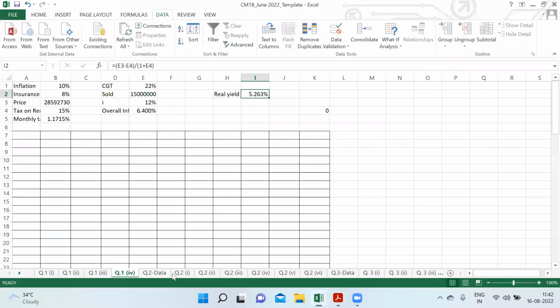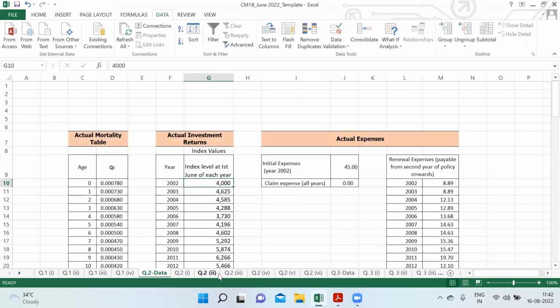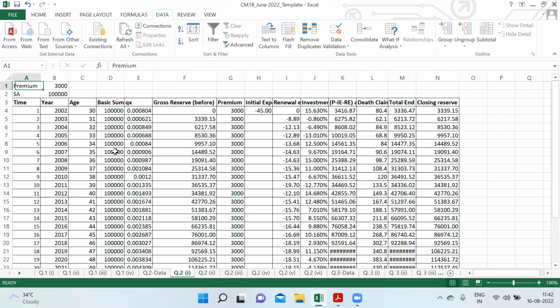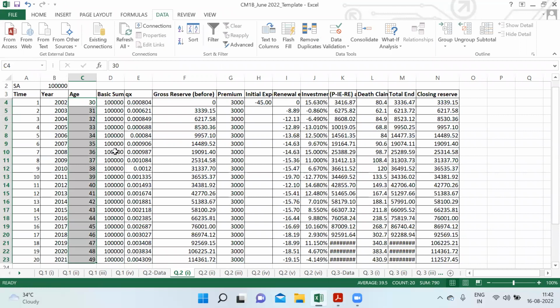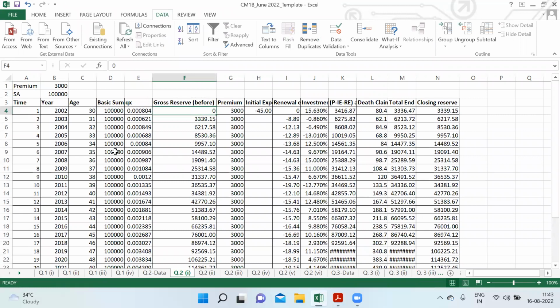We have to calculate part a. So these are the data provided to us: basically actual mortality, investment returns, expenses, and we need to calculate the reserves. Very easy. So time 1 to 20, year 2002 to 21, age has been given, basic sum assured is given, mortality can be taken directly from the table. Reserve at the start is 0, premium is 3,000 each year, initial expenses and renewal expenses have been given. Investment return can be calculated from the investment index, which is year 2 by year 1 minus 1. Premium minus renewal expenses can be calculated as the sum of reserve plus premium plus initial expenses plus renewal expenses, because all these are in negative already, into 1 plus the investment return.